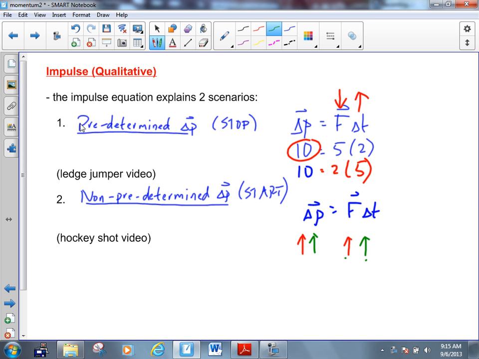All right? Make sense? Yesterday we watched the two little videos that helped us to see that a little bit better. The hockey shot video, the idea was the flex in the stick, right? It increased the time of contact with the puck, made the puck go faster. The other one was the ledge jumper video, where the guy jumps off the ledge and onto that air mattress at the bottom of the building. Increase the stopping time of those guys, decrease the force.